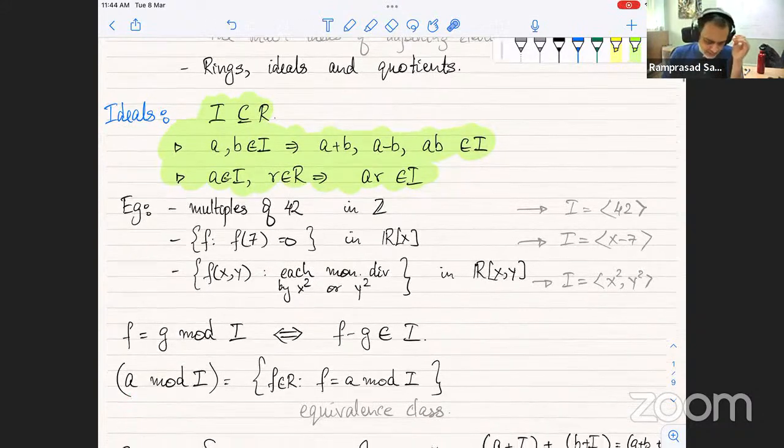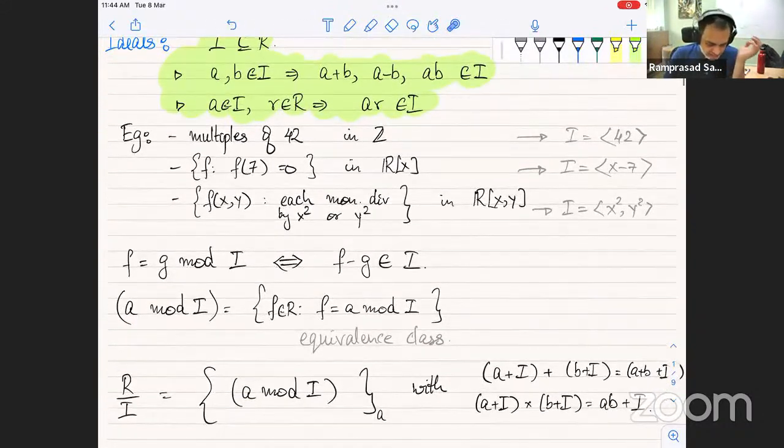Okay, and the nice thing about this is that whenever I is an ideal, you can start talking about additions and multiplications of these equivalence classes. You just define addition and multiplication the following way. When you add the equivalence class a plus I to the equivalence class b plus I, the resulting thing is the equivalence class a plus b plus I. That's just a definition. And similarly, a plus I times b plus I equals ab plus I.